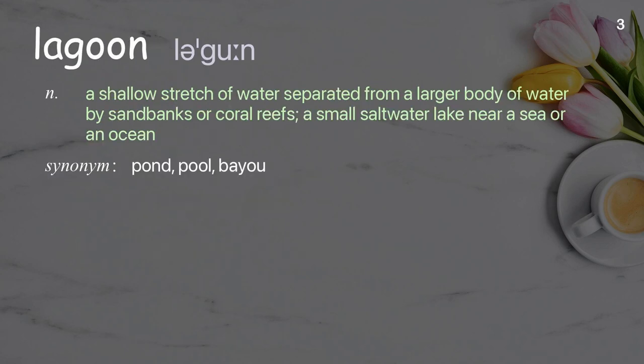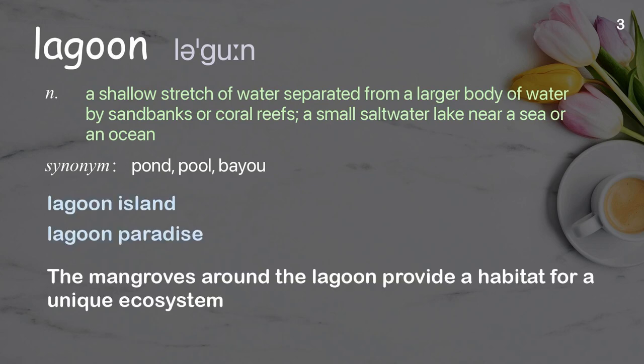Lagoon. A shallow stretch of water separated from a larger body of water by sandbanks or coral reefs, a small saltwater lake near a sea or an ocean. Examples: lagoon island, lagoon paradise. The mangroves around the lagoon provide a habitat for a unique ecosystem.